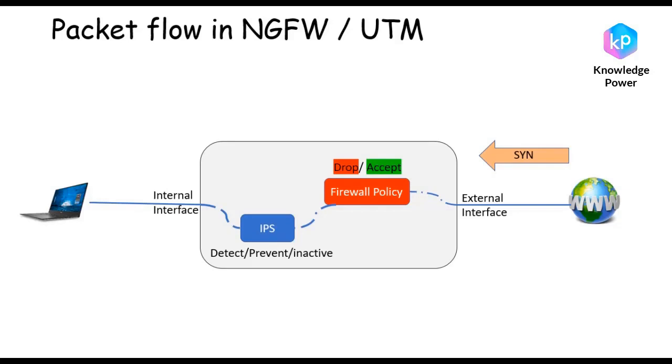The point I'm trying to make here is that IPS is always checked after the firewall policy. It is logical. You don't want to check all signatures, all protections for everything. So first you want to pre-filter it by your firewall, so you utilize your resources more properly. And once it's been checked in IPS, it's sent to the internal interface.